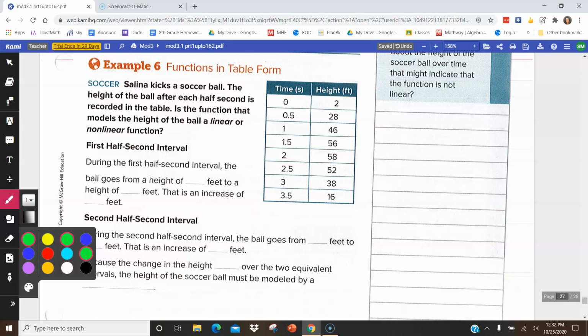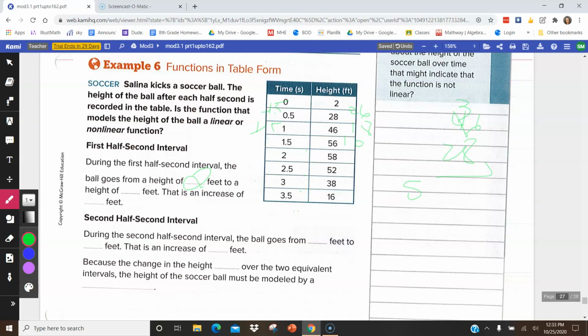Okay, welcome back. You take a look at example number 6, and go ahead and read that problem. All right, so they want to know if it's linear or nonlinear. Well, I'm just looking at this right now. I'm going up consistently by half-second intervals. So I'm looking at that. That's fine. That's a constant rate.